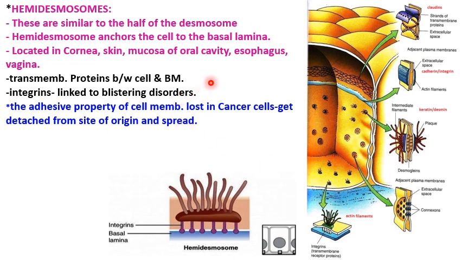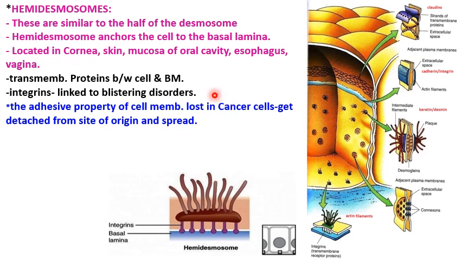So the transmembrane proteins between the cell and the basement membrane here are the integrins. The proteins are the integrins which act as linker proteins. If there is any damage to these integrins, the cell is not anchored onto the basement membrane, and the basal surface of the cell loses its anchorage onto the basement membrane, and it can rise.